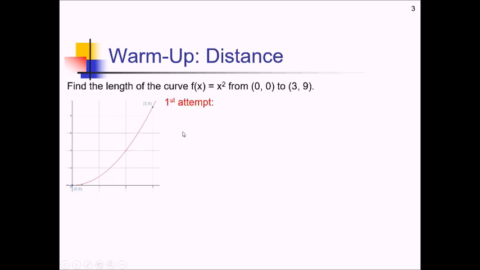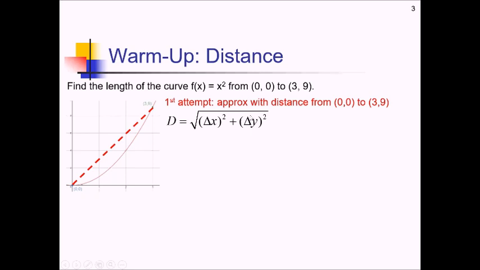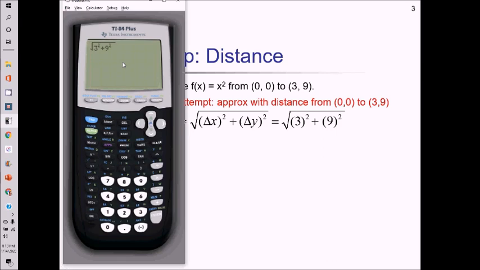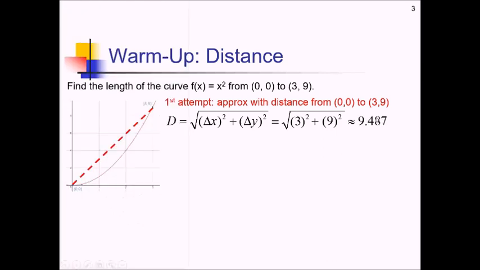The best we can do on our first attempt is to just try to approximate it, maybe by drawing a line from (0, 0) to (3, 9). And we could do the Pythagorean theorem on this line. So square root of the change in x squared plus the change in y squared. So that would be a delta x of 3 and a delta y of 9. And then if we use the calculator, we end up with about 9.487, which is fine as far as it goes, but we know it's not the true answer.